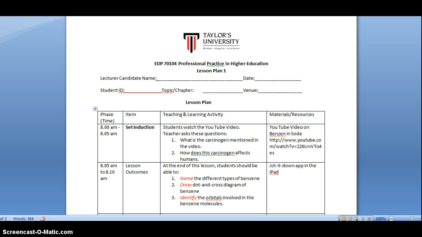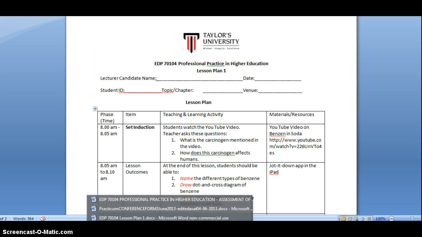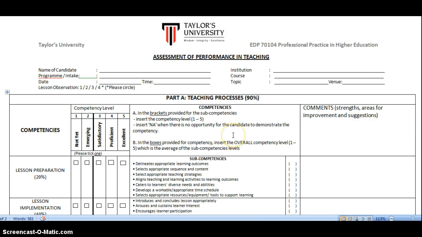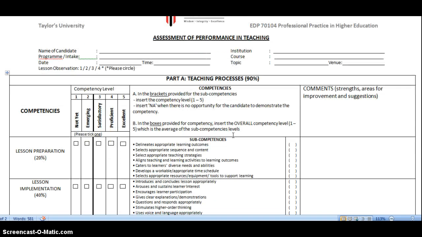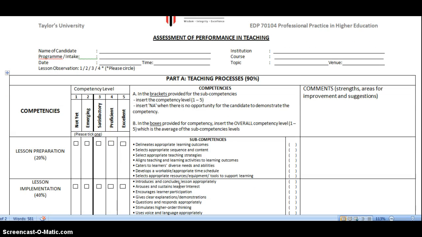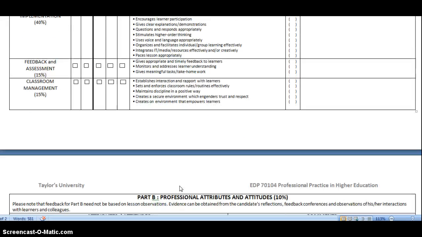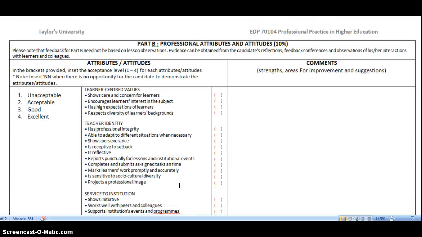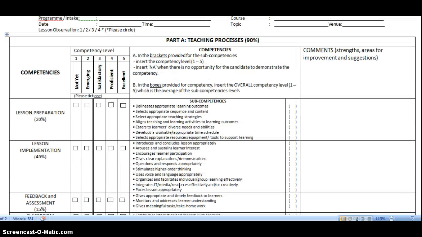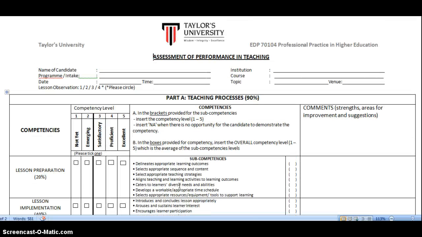Moving on, we will look at the assessment of performance in teaching. Now I've created one video on this, but I'm not sure whether you have gone through it. But anyway, have a look at the video. I've gone through each part here. Please go through each section and be prepared, because these are the things that I will look for when I go into your classroom to observe.